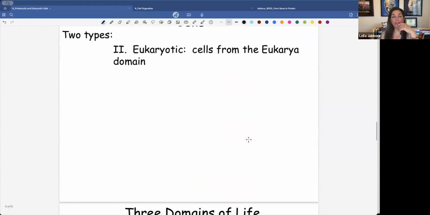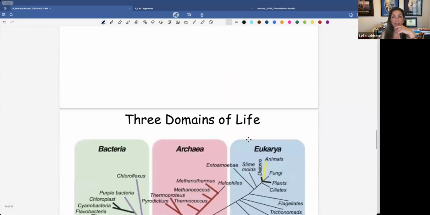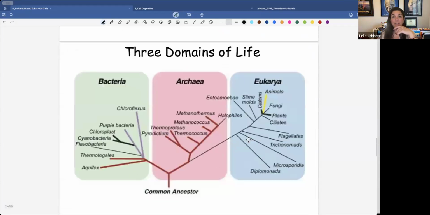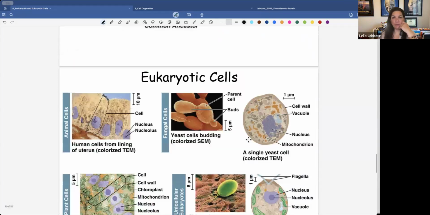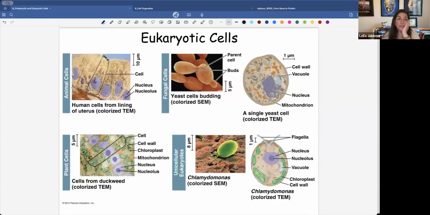Those are the cells of the eukaryote domain. This is reminding you of the eukaryote domain. And eukaryotic cells literally come in so many different shapes. This is just an example. These are examples of eukaryotic cells, animal cells. This is the lining of the uterus, which you will be learning about someday. These are very long, tall cells, and they have a nucleus that's kind of at the bottom of the cell.